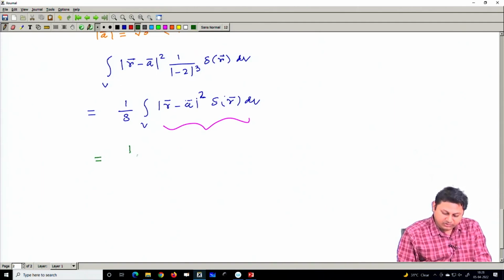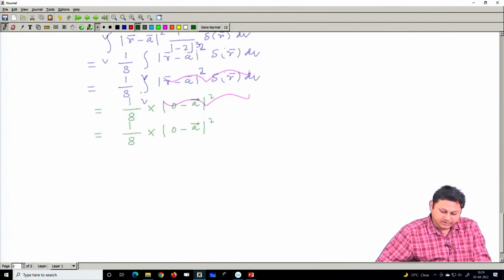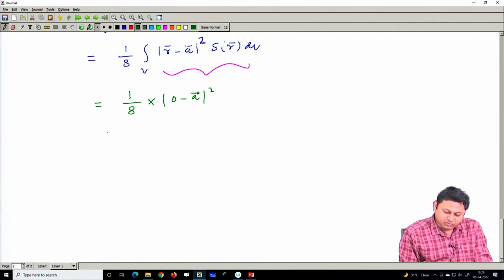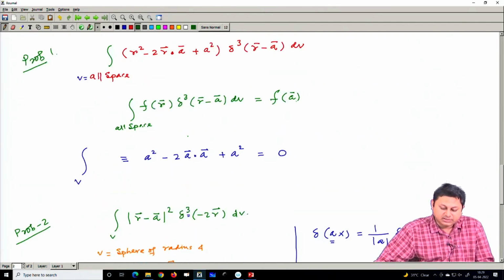So, if I put r equal to 0, we have simply 1 by 8 multiplied by, if I put r equal to 0, then it should be 0 minus a vector and then mod square. So, mod of a vector we already calculated, and that is root over 3. So, this quantity simply gives me 3 divided by 8, that is the value of this integration. Okay. So, this is a typical kind of problem that you can use.